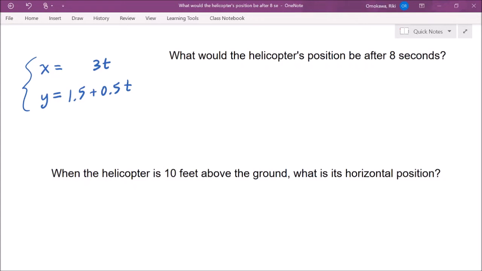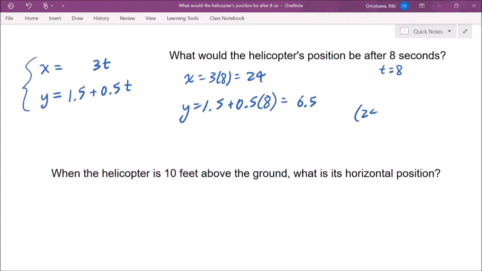Now this one's pretty straightforward. That just means t equals 8, right? So you would just plug in 8 for t in x and y. For x, you'd get 3 times 8 is 24. For y, you'd get 1.5 plus 0.5 times 8. 0.5 times 8 is 4, plus 1.5, so 5.5. So you would say the helicopter's position is 24 for x right here, and then 5.5 for y. And here's the final answer as a coordinate point.